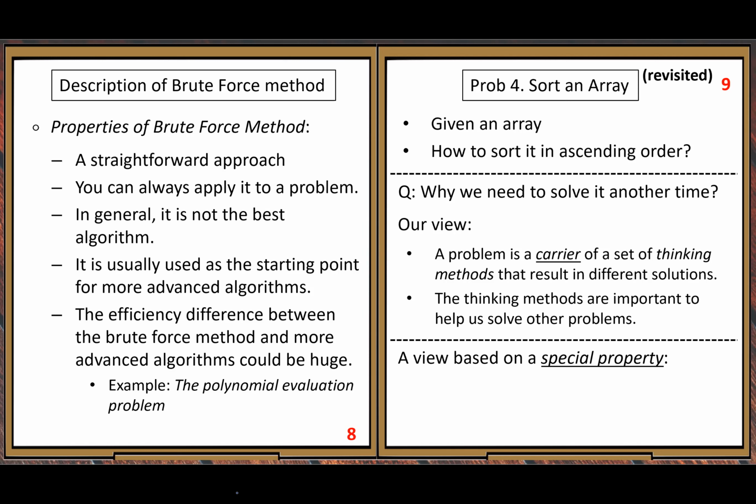Now, go back to this particular question. I want to show you how to change our view, a completely different view. We need to discover a different property, a view based on a special property. So let's do observations. We need to find that property first, then we design our algorithm based on that property. That's the understanding part.